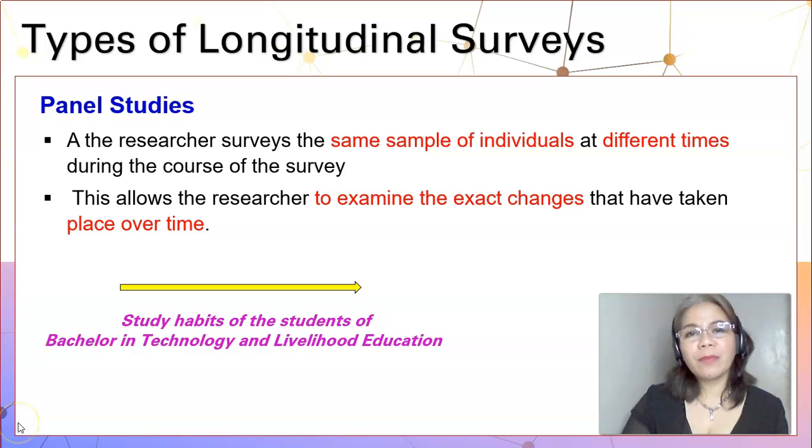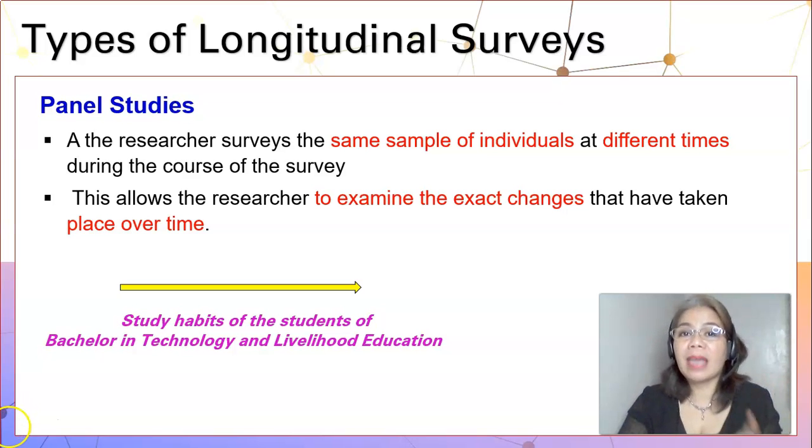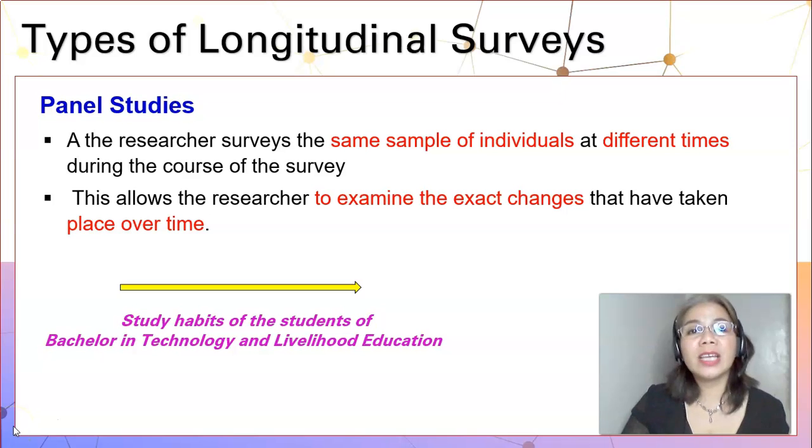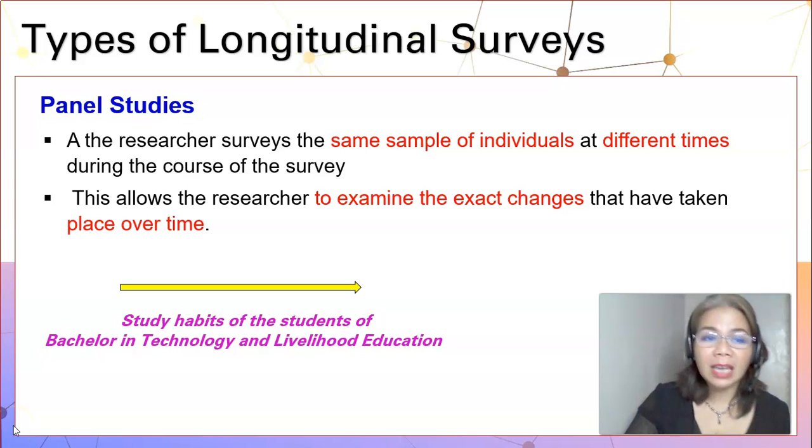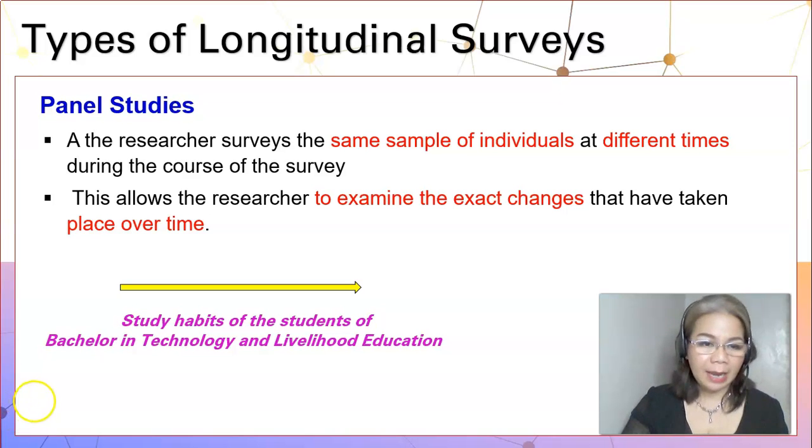The third type of longitudinal survey is panel studies. In panel studies, the researcher surveys the same sample of individuals at different times during the course of the survey. This allows the researcher to examine the exact changes in the behavior or the exact changes in the characteristics of the sample that have taken place over time.